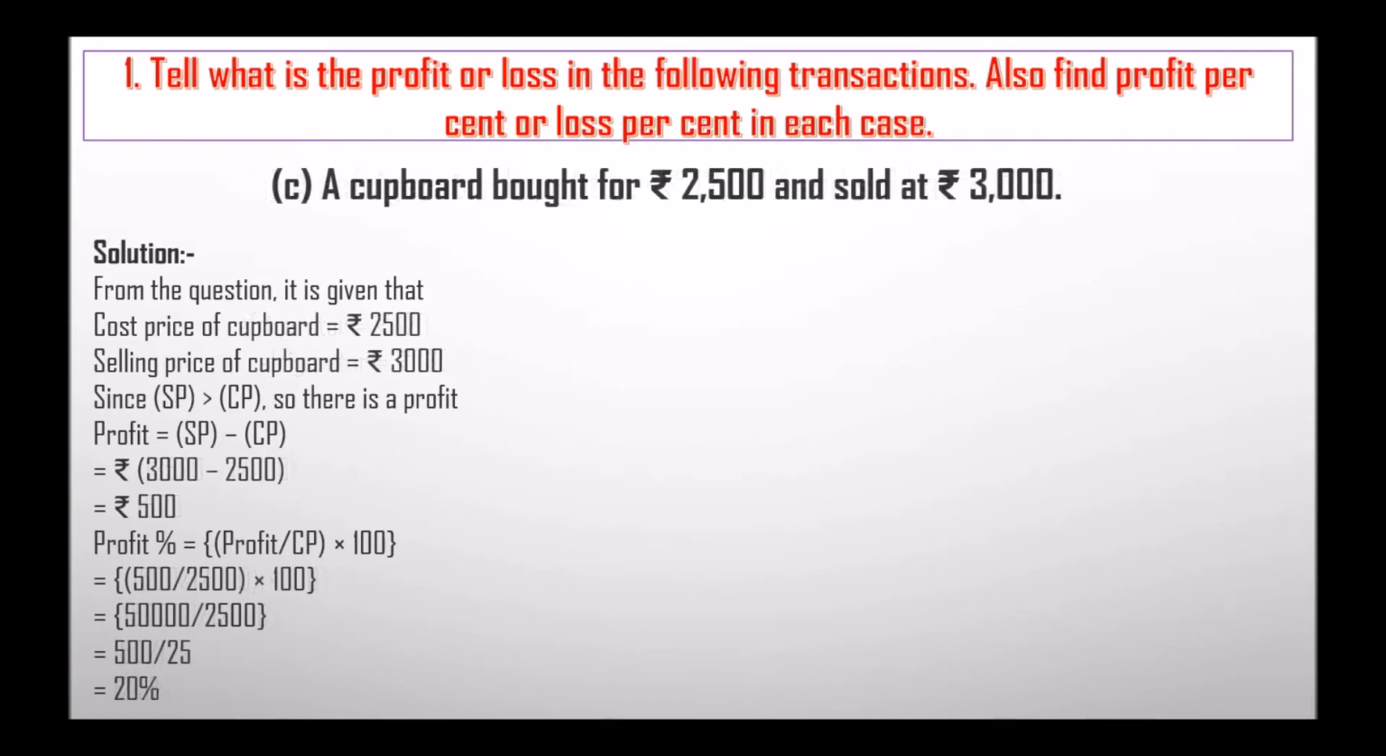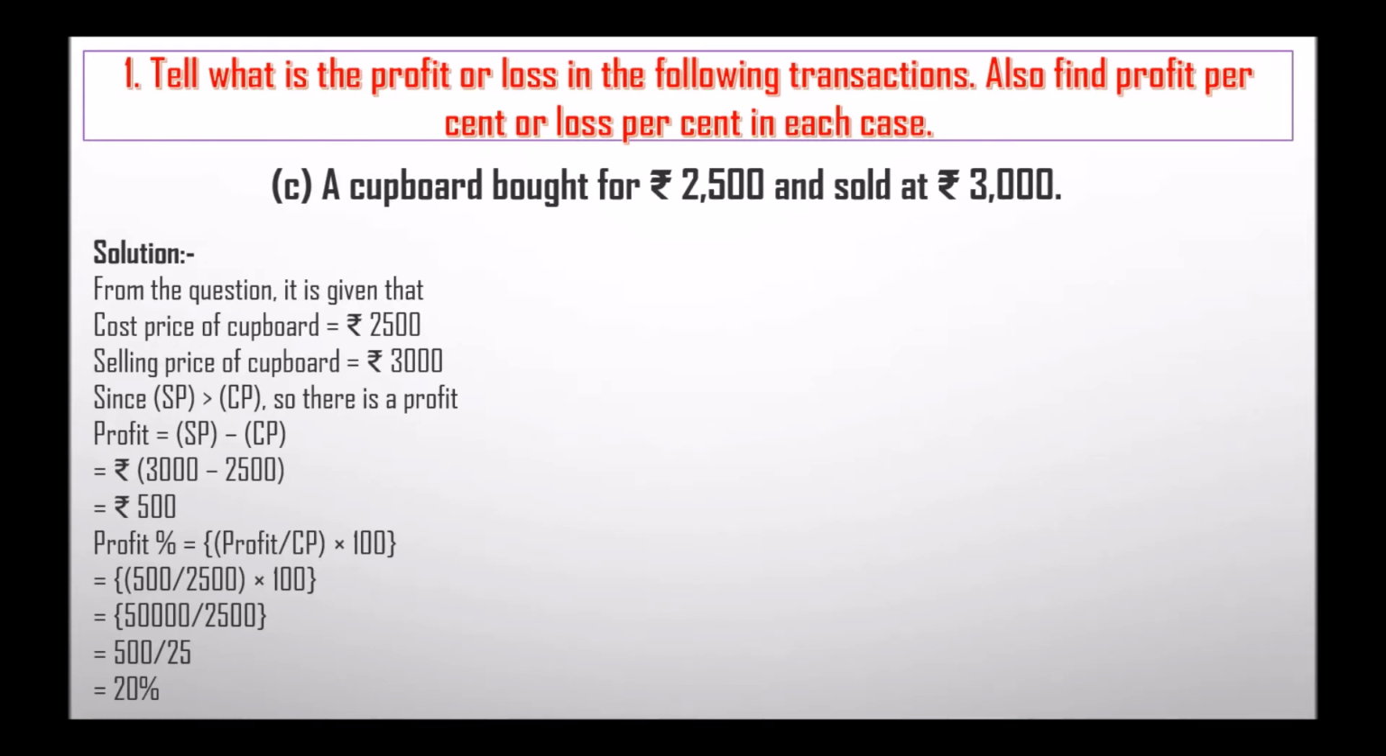A cupboard bought for rupees 2,500 and sold at rupees 3,000. So cost price of cupboard is 2,500, selling price of cupboard is rupees 3,000. Here SP is more than CP, so there is a profit. So profit equals SP minus CP, that is 3,000 minus 2,500, that is 500 rupees.